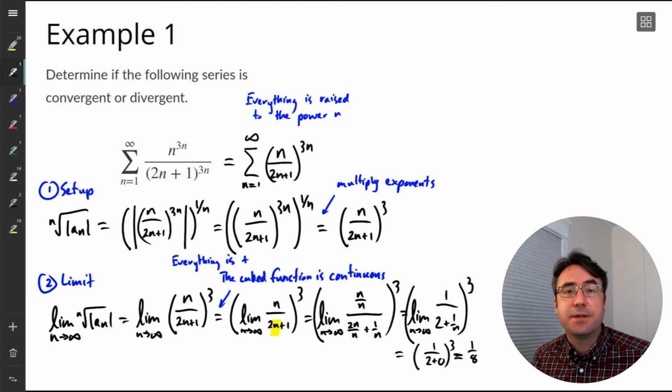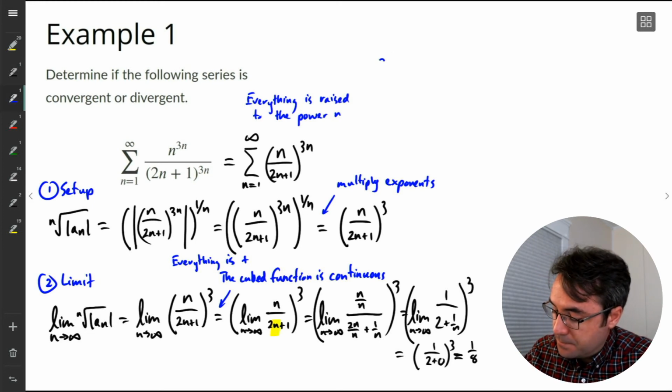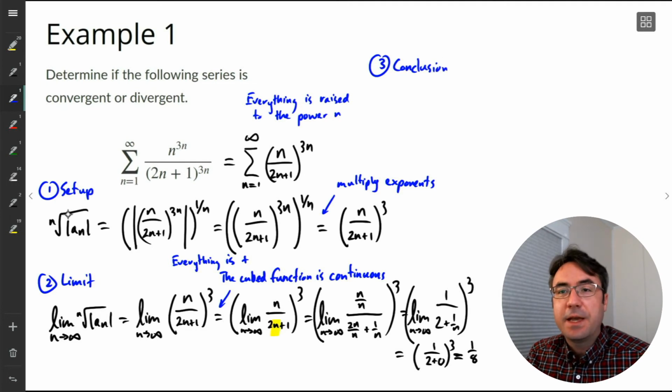So what does the ratio test, or the root test, actually say then? Well, let's state our conclusion. We went through the setup here: apply the nth root, simplify, clean things up, then do the limit. Here we went through our usual limit routine. We had a continuous outer function, so we were able to bring the limit inside. Then it was just a rational expression, so we used our usual technique there. We got a number. So we were able to calculate this limit and get a number. So then you just state your conclusion.